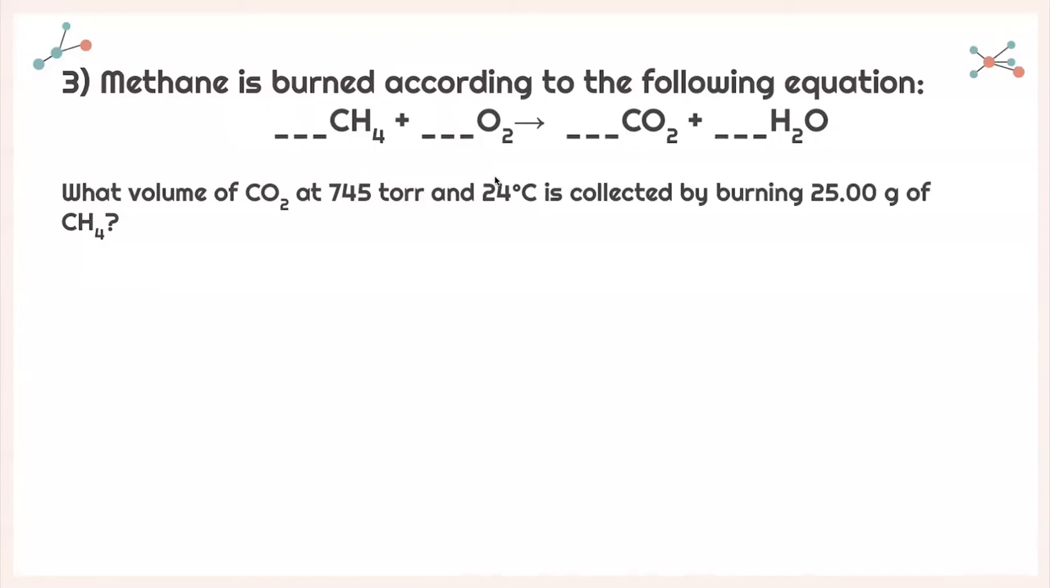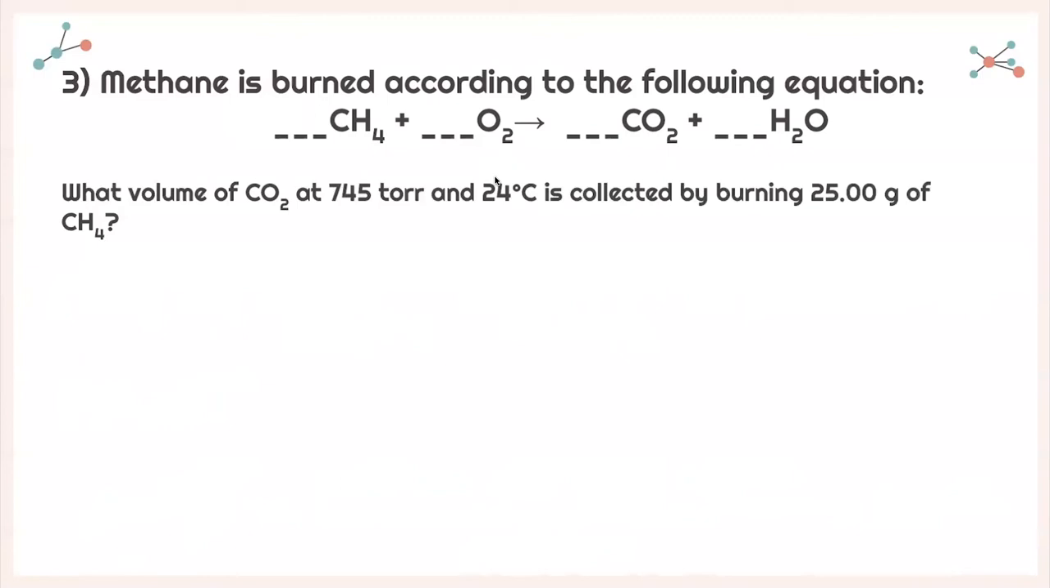Next, it says methane is burned according to the following equation. Methane plus oxygen will give us carbon dioxide and water. What volume of carbon dioxide at 745 torr and 24 degrees Celsius is collected by burning 25.00 grams of methane?